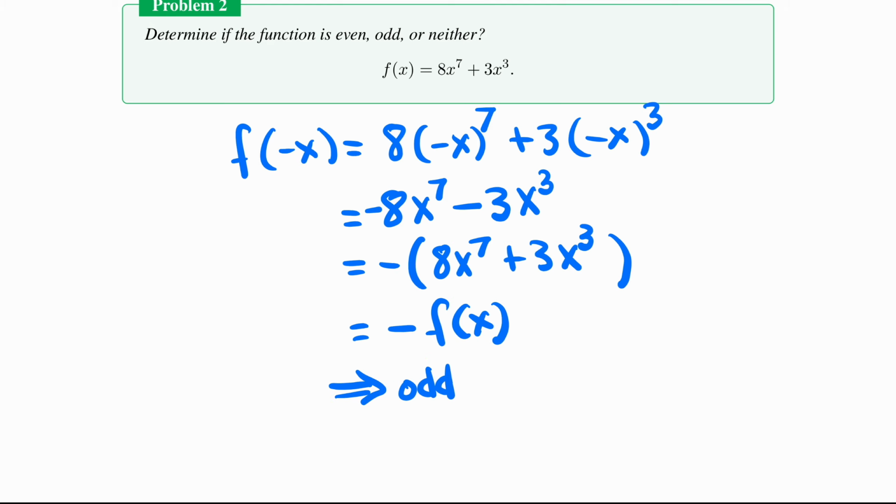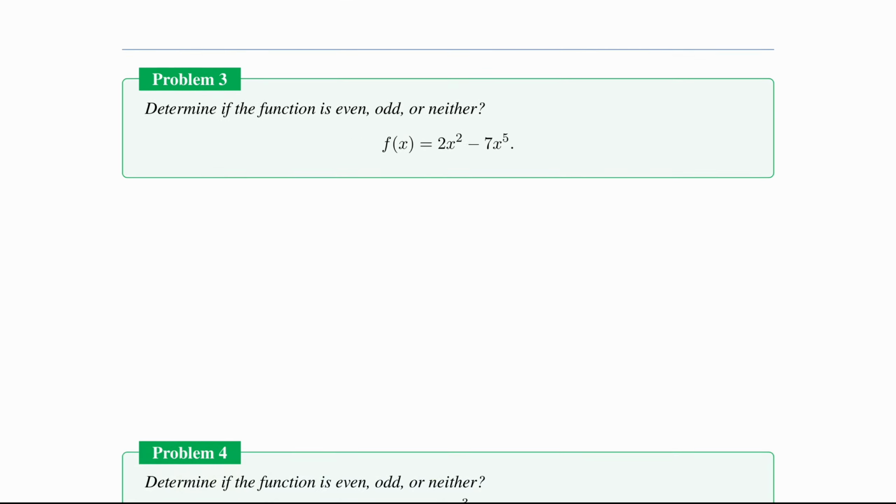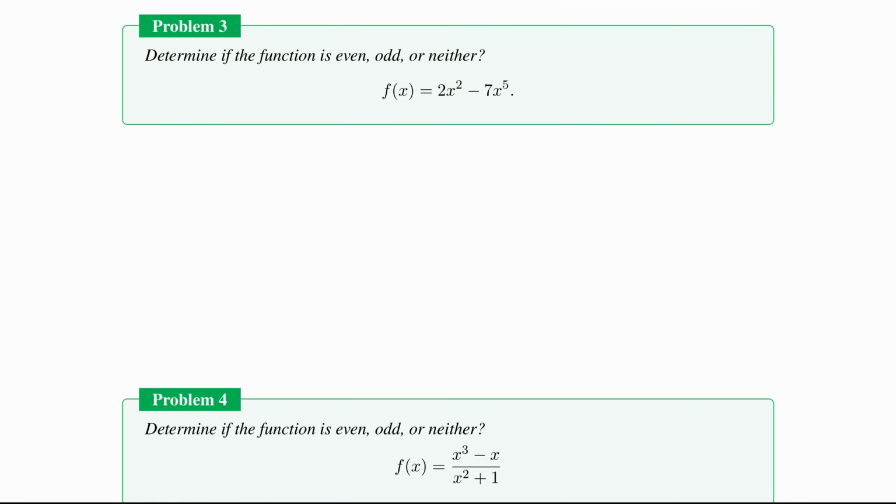All right, let's do another example. Same question, different function, and we're always going to start off the same way by plugging in a negative x. So let's plug in this negative x and keep track of that negative.